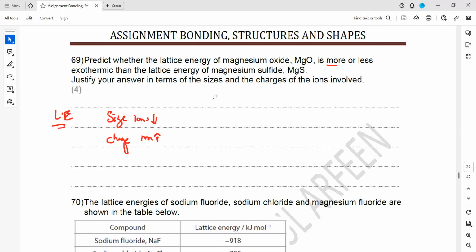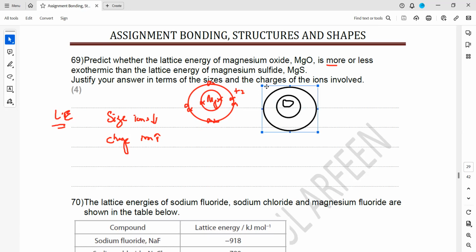So when we talk about magnesium oxide, like magnesium ion is there. So magnesium ion, first shell, it will have 2 electrons. Second shell, it will have 8 electrons. It's a magnesium ion, so it has lost 2 electrons. So 2 shells are there, this will be plus 2. And when we talk about oxygen, oxygen is 2,6, but oxide ion will be 2,8, and it took 2 electrons from magnesium. So it will be minus 2. This is a magnesium oxide.